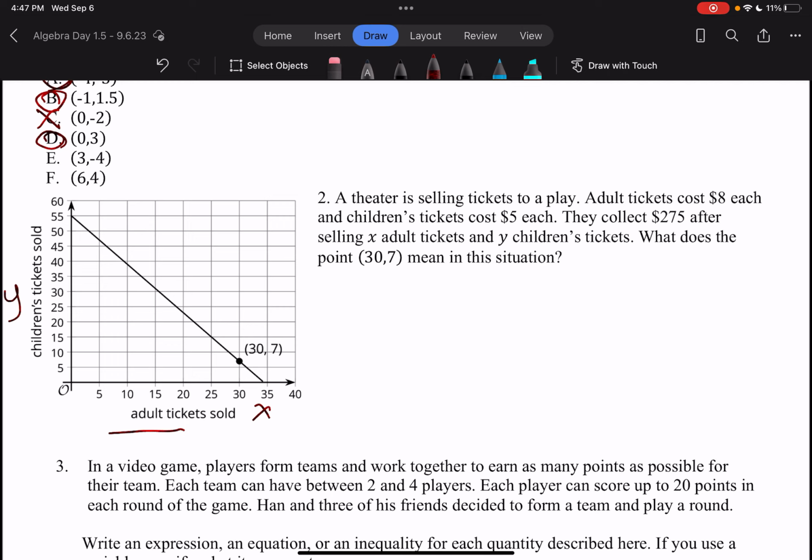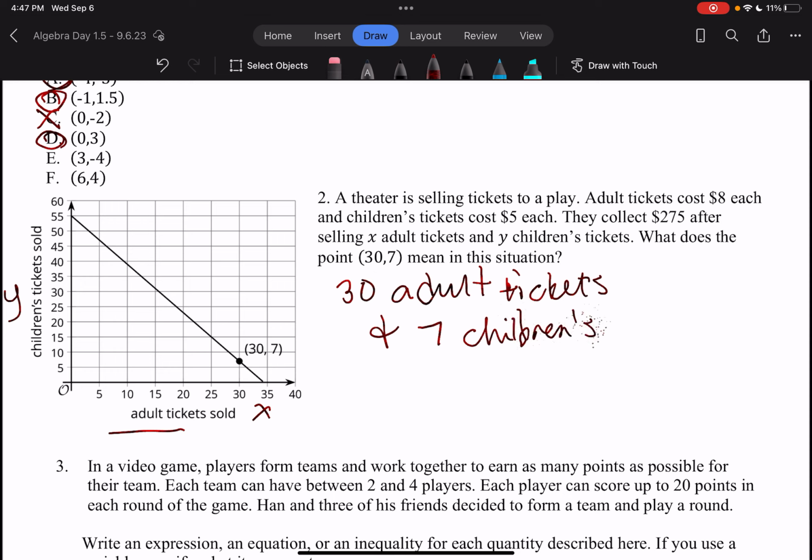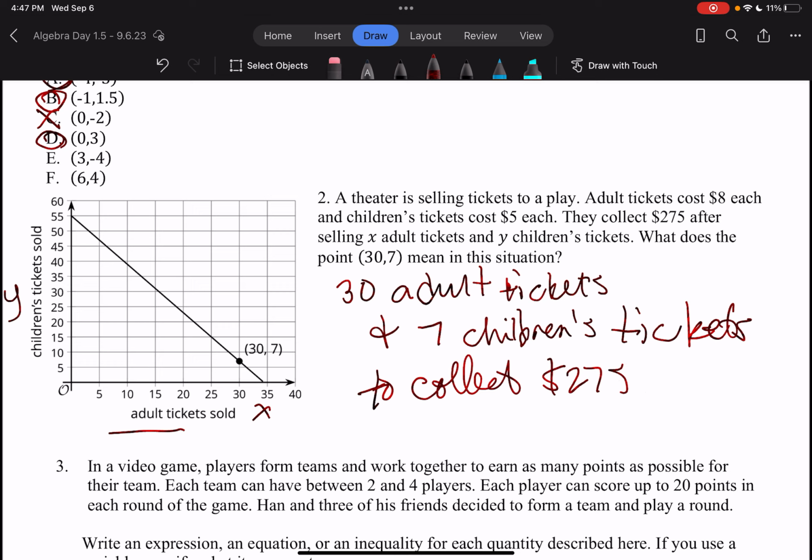This means that they sold 30 adult tickets and 7 children's tickets to collect $275. It is on the line, which means that it meets this constraint of 275.